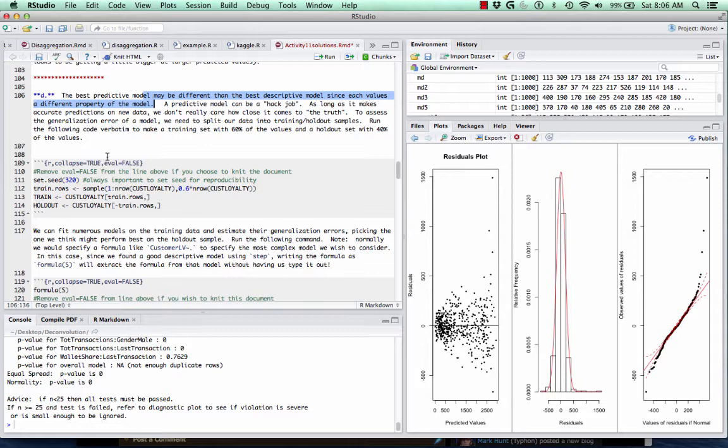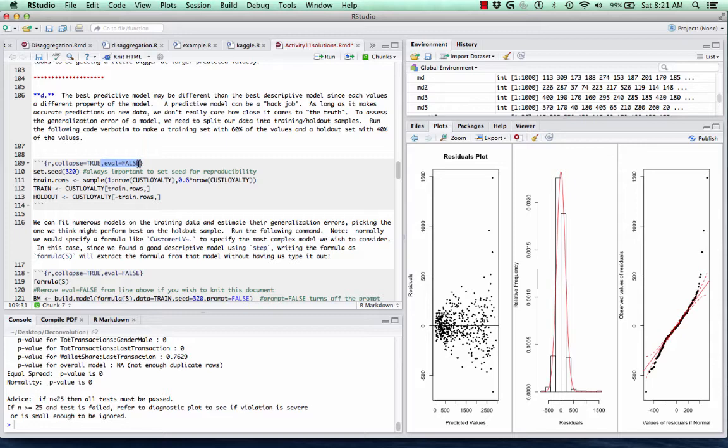All right. So the first thing we need to do is to split our original data into the training set and into the holdout sample. And the code has been provided for you already. I'm just going to remove this little thing from the R chunk.